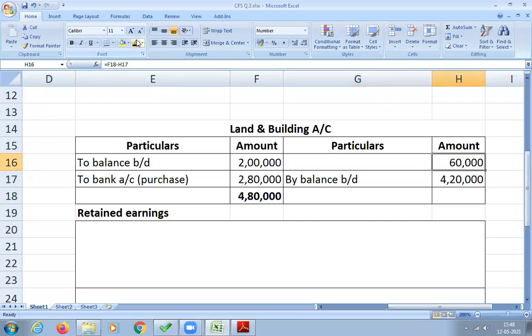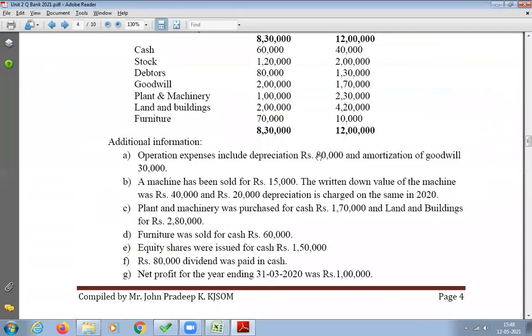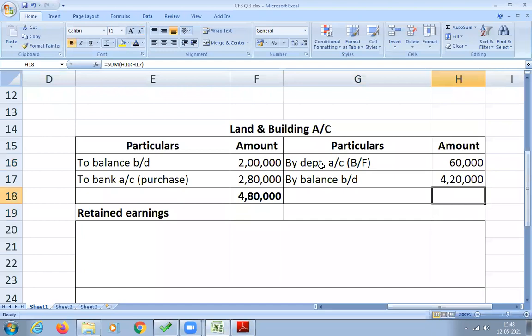So what can that 60,000 be? It is depreciation, sir. Yes, it has to be depreciation because there is no sale of land and building. So that is your balancing figure. So now we know that out of this 80,000, 60,000 is depreciation for land and building, and 20,000 for plant and machinery. Clear? So now the total also becomes 4,80,000. So now we have 2 purchases and one sale.